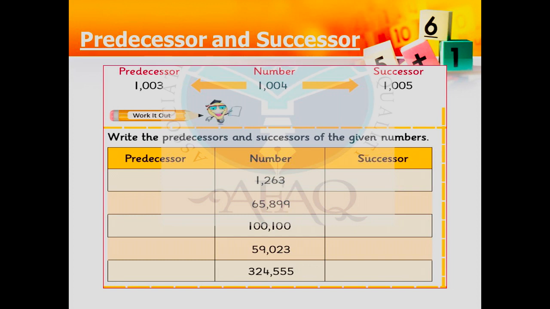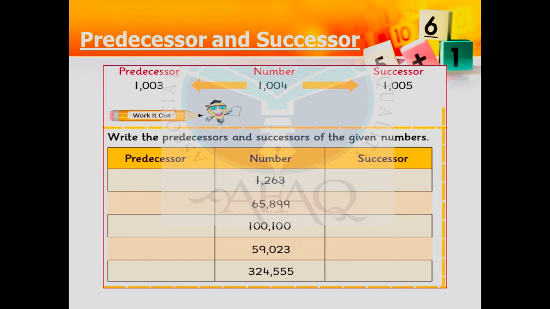Now we have 59,023. When we subtract 1 from 59,023, we will get 59,022, which is the predecessor of this number. And when we add 1 to 59,023, we will get 59,024, which is the successor of this number.